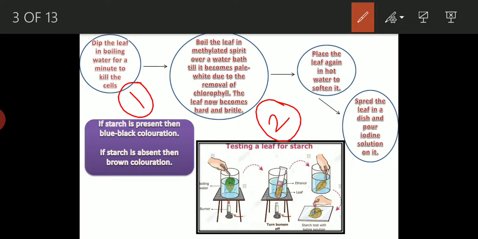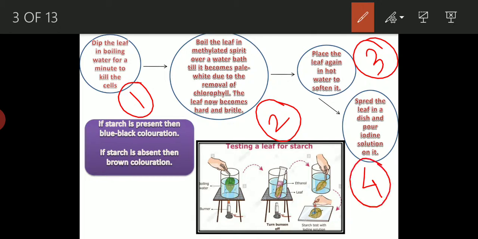After the removal of the chlorophyll, what will happen? The leaf will become very hard and brittle. It will be easily broken down. In the third step, what we are doing? We are placing that leaf again in the boiling water just to soften it.